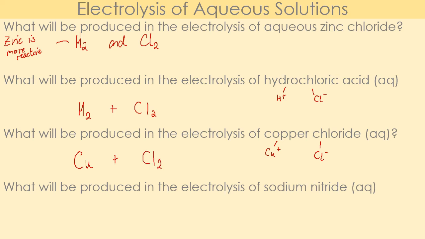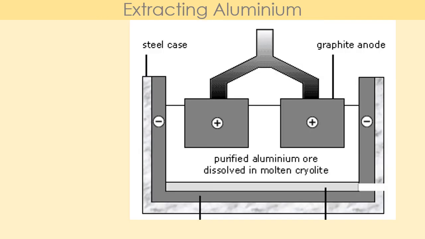And then what will be produced in the electrolysis of sodium nitride, I get Na plus, and I've got N3 minus. Now my sodium is more reactive than hydrogen, so I'm going to get hydrogen being formed, and my nitride. So that's not a halogen, that's from group 5, not from group 7, so I'm going to get oxygen being produced. Well done if you got those correct. If not, go and look at the rules again.